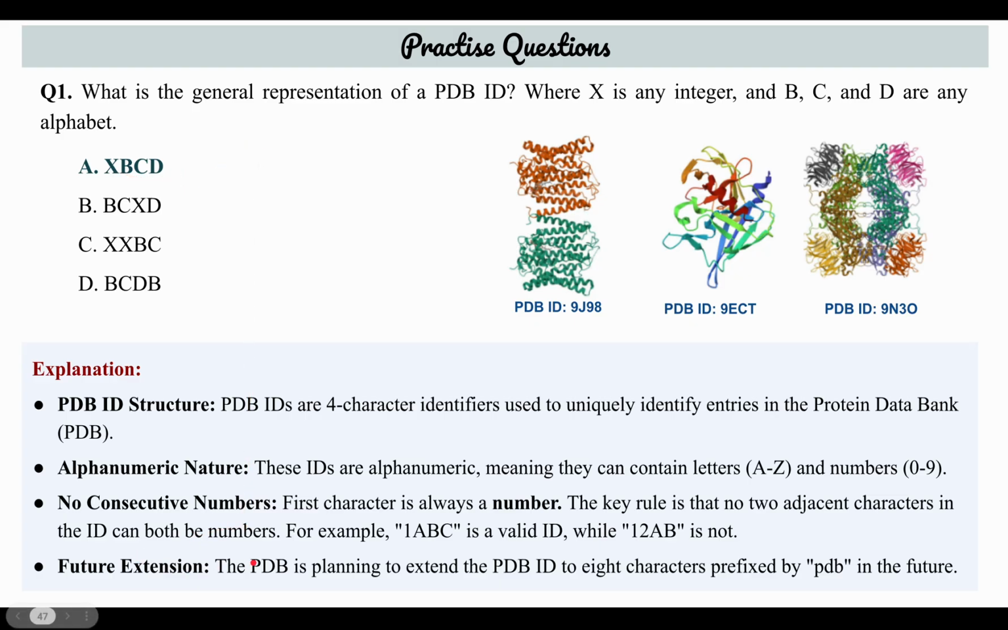According to the PDB, currently it is just a 4-character identifier, but they are planning to extend this ID to 8 characters, in which they'll prefix this ID with PDB in future. But till now, it is a 4-character long ID. I hope it is clear why option A is right. Now let's move to question number 2.